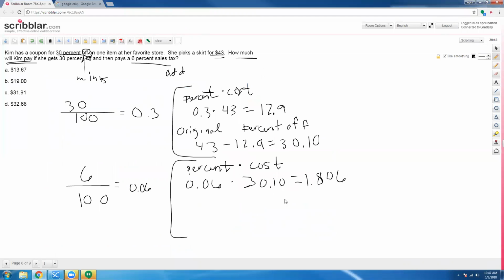And then we need the sales tax. So we take the original, which in this case is the 30.10 now. That's the number we're working with, plus the sales tax.